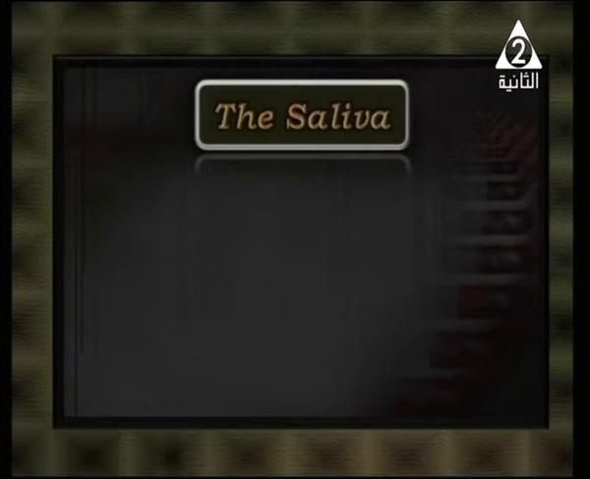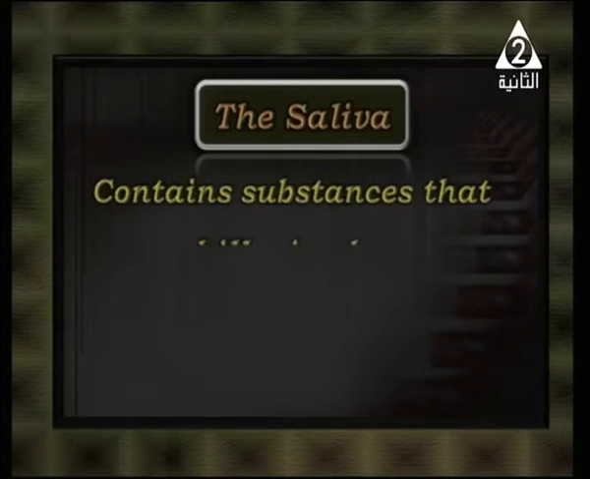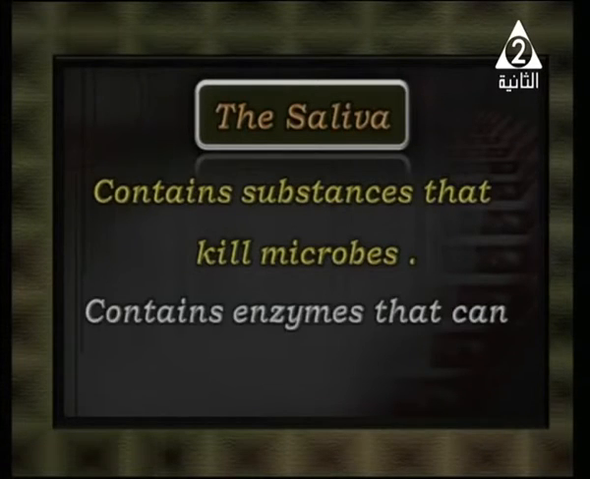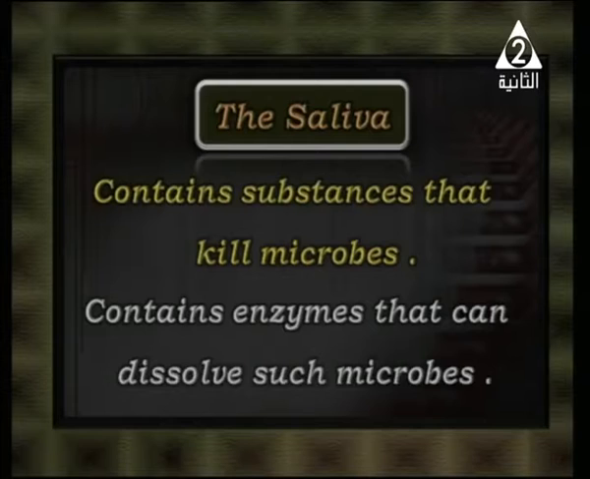Well, after that we also have the saliva. The saliva is the liquid inside your mouth cavity. It contains substances that kill microbes, and it also contains enzymes that can dissolve such microbes. Besides the enzyme that has the ability to digest starch, the saliva also secretes some enzymes that can dissolve microbes.